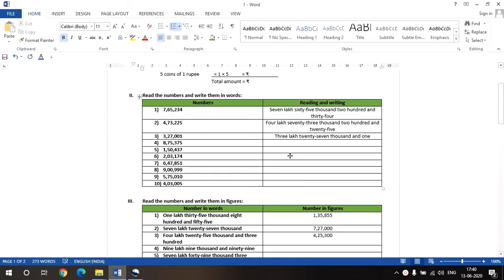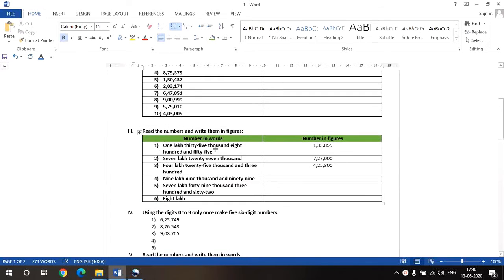You need to write the answer by yourself. Okay. And look at the next question. This is also 6-digit numbers here. Read the numbers and write them in figures. Now here the words are given, you have to write them in figures. Again here I have solved 3 sums. You have to write the remaining answers over here. 4, 5 and 6 you will write the answers by yourself.